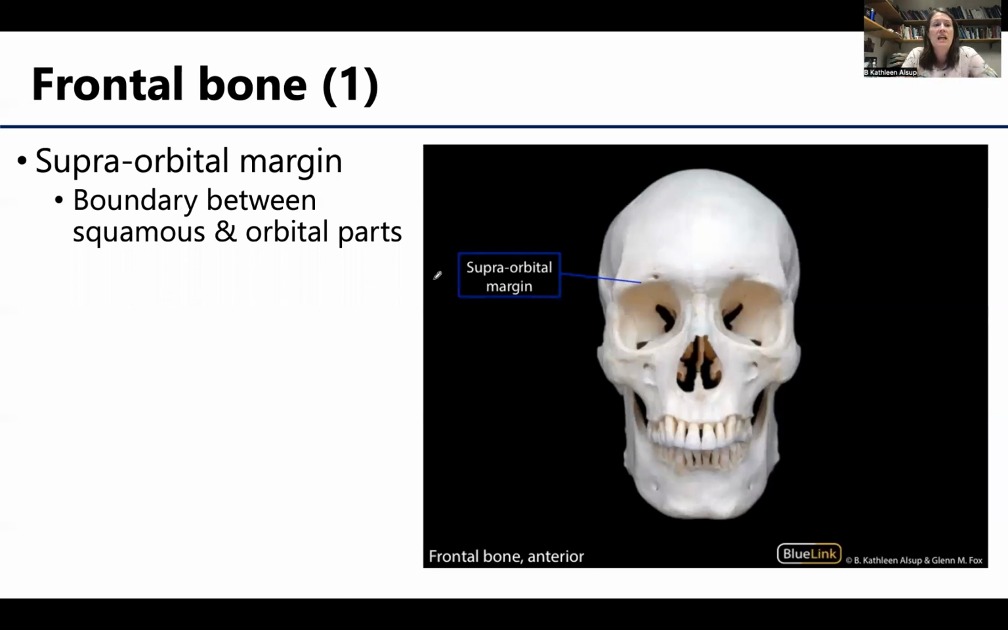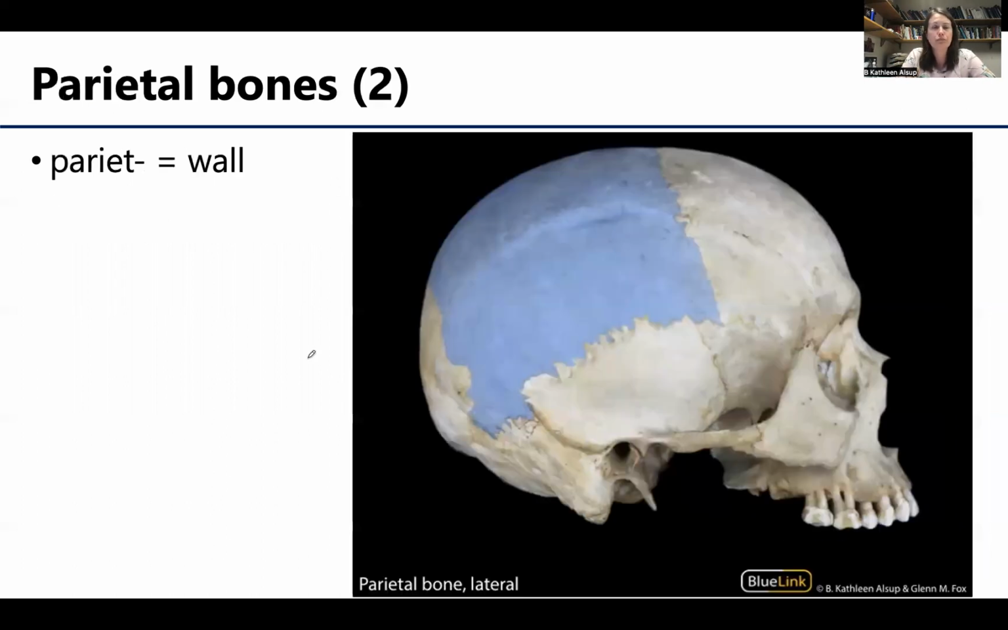And it's really this boundary between the squamous and then this orbital part. Obviously, this is going to be the orbit. And the frontal bone is making up a good component of this region here. So it's kind of this region between the two. And you're going to have neurovasculature that's going to traverse through foramina in this region.